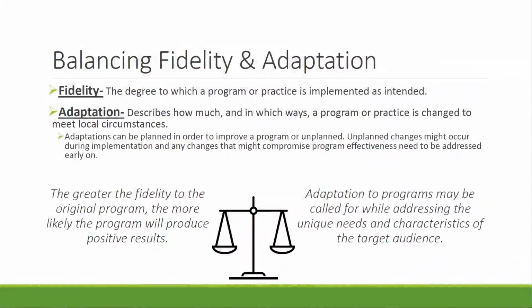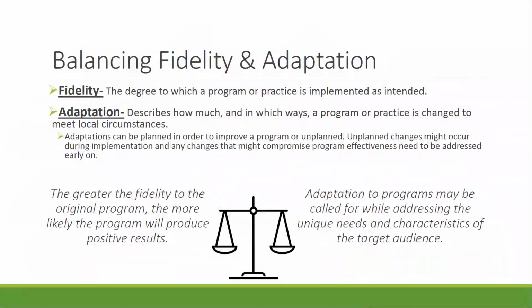So a huge aspect of the implementation stage is balancing fidelity and adaptation. Fidelity refers to the degree to which a program or practice is implemented as intended, while adaptation describes how much and in which ways a program or practice is changed to meet local circumstances. Adaptations can be planned in order to improve a program or unplanned. Unplanned changes might occur during implementation, and any changes that might compromise program effectiveness need to be addressed early on. The greater the fidelity, the more likely the program will produce positive results.